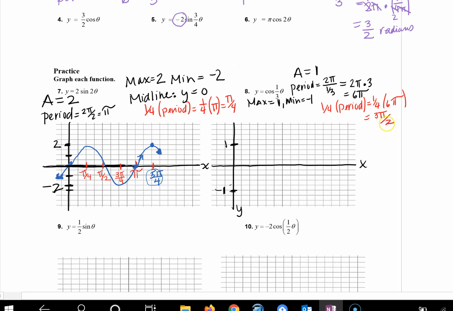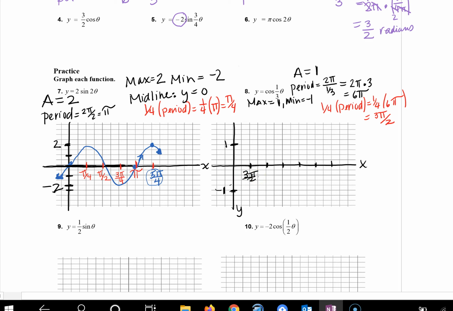As far as my important points, my first point is going to be 3 pi over 2, so I'm going to put that there. And I'm skipping a line, so I'm going to do the same, do the same, do the same, and just keep making my tick marks. So my first tick mark is going to be at 3 pi over 2.